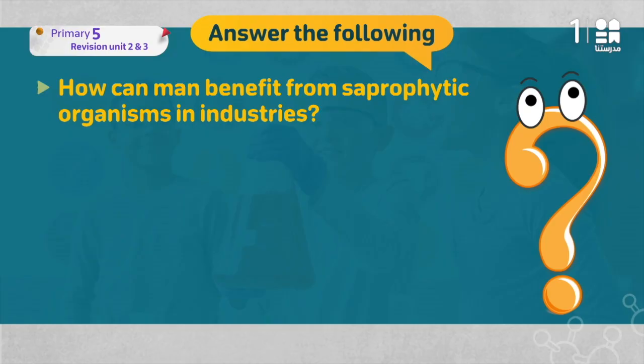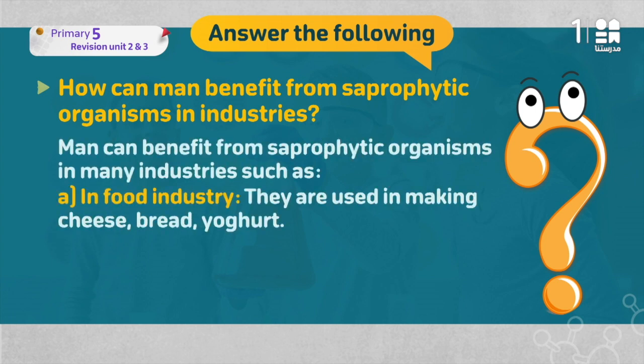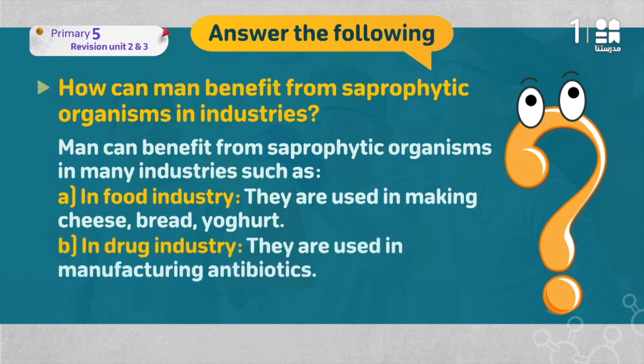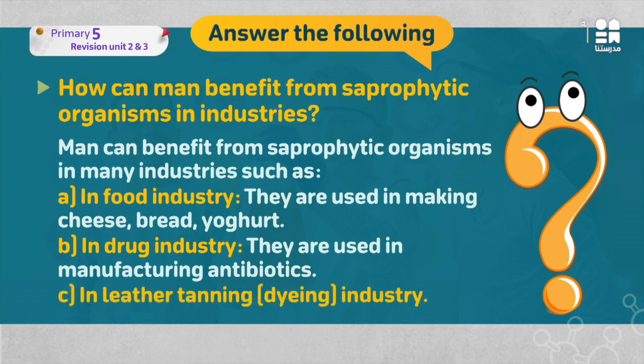Answer the following. How can man benefit from the saprophytic organisms in the industries؟ ازاي بنقدر نستفيد من السابروفيتيك organisms في الindustries؟ بنقدر نستخدم some types of saprophytic organisms in many industries such as food industry in making cheese, bread, yogurt, and also the drug industry which is medicine in making antibiotics, and the last one in leather tanning industry.